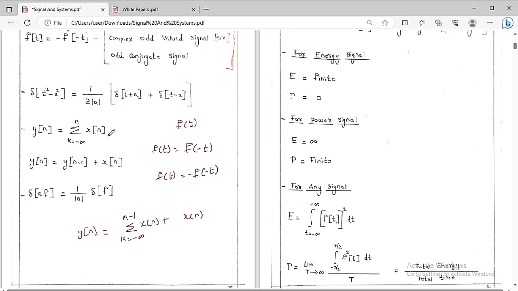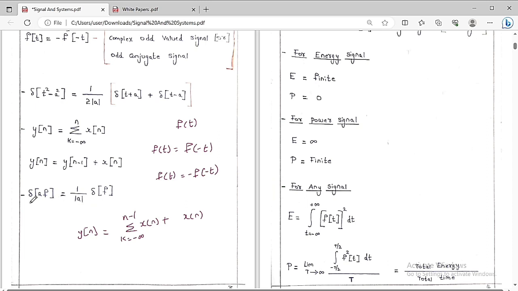So finally I can say in the continuous domain it is integration, but in the discrete time domain it will become summation. Therefore y of n is equal to sigma k equals minus infinity to n of x of n. I have simplified it like this: sigma k equals minus infinity to n minus 1 of x of n, plus x of n. So this is nothing but y of n minus 1. So y of n is equal to y of n minus 1 plus x of n. Like this way we can write.